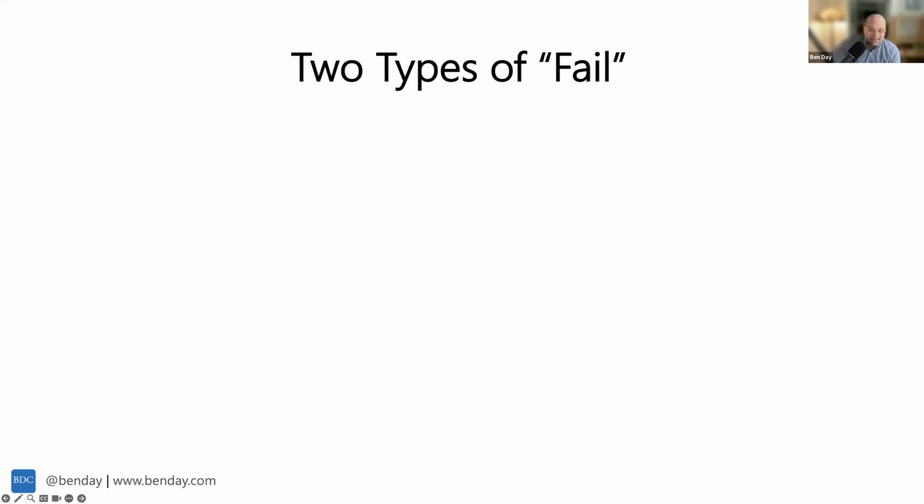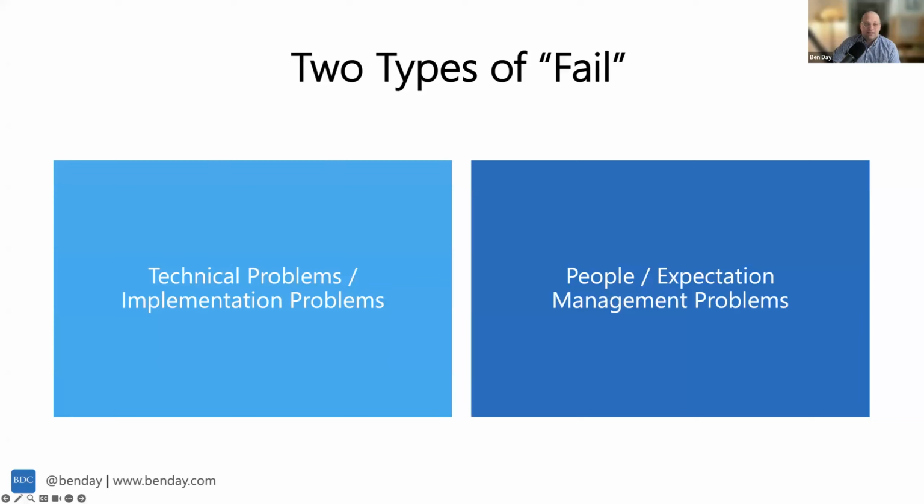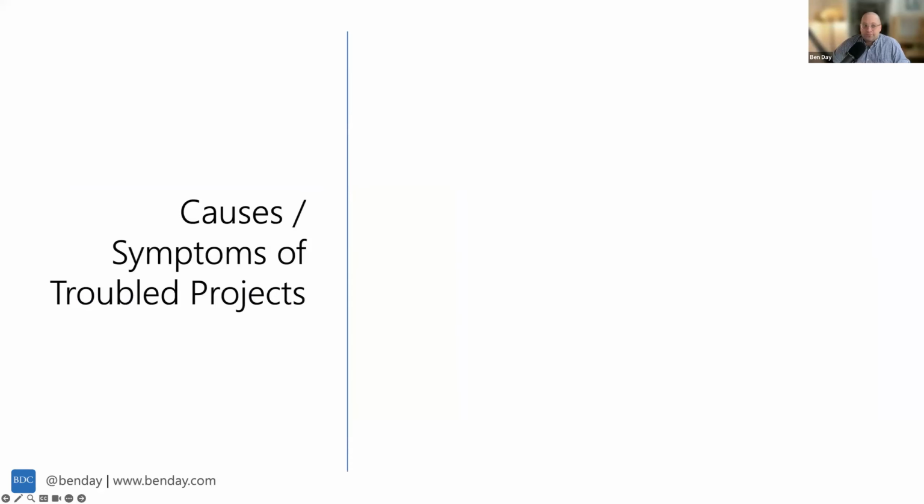So I think that it breaks down into two types of failures, sometimes both at the same time. One would be technical problems and implementation problems, and the other one would be people and expectation management problems, which I oftentimes would think of as project management problems. I'm going to focus on the second one today. The first one is super technical. If you're interested in talking about those kind of things, drop me a line, but I'm going to focus on the project management stuff.